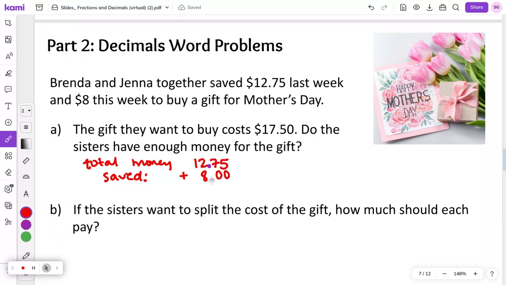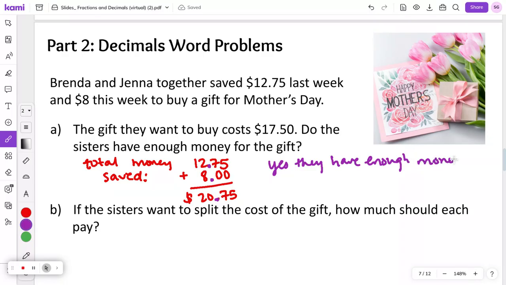So now that I've got them lined up, I can go ahead and add this, and if I do, I get $20.75. So if they have saved a total of $20.75, have they saved enough money for the gift? I could say yes. Yes, they have enough money.